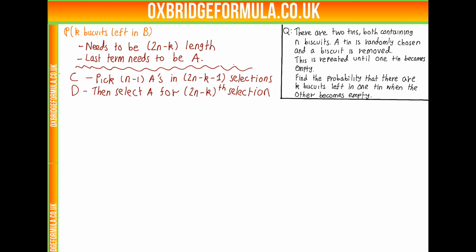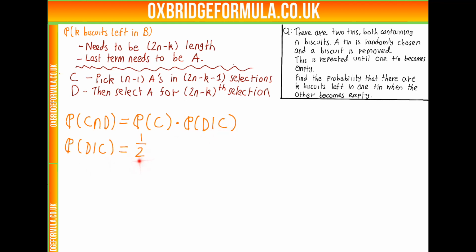So now we need to find the probability of C and D both occurring, namely the probability of C intersect D. So how do we find this? Well, we know the probability of C intersect D is the same as the probability of C times the probability of D given C, and this is much easier to work with. So we'll start with a nice one first. We'll look at the probability of D given C. And we know this is equal to a half. Now, why is that?